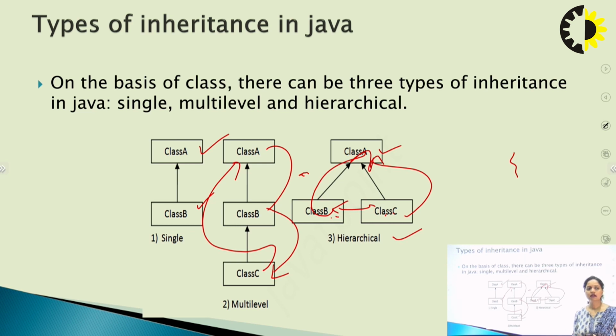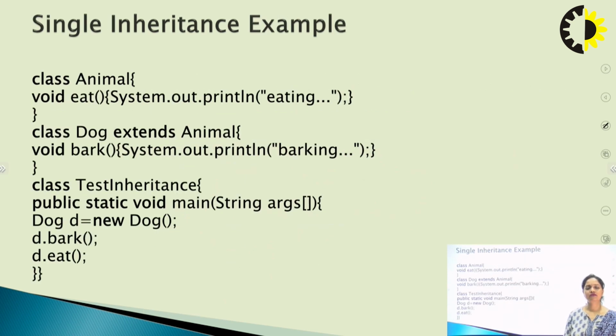Now this is how we can understand the concept through a program. Let us see how these types of inheritance can be implemented in Java programming. The first example is for single inheritance. In single inheritance, let us consider an example.